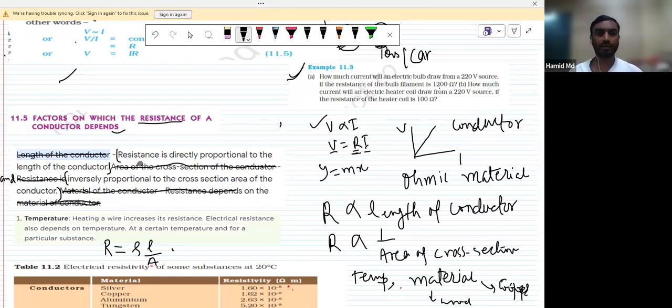So write it like that. Resistance is directly proportional to the length of the conductor and inversely proportional to the cross-section area of the conductor. Okay? Just write, make it short.